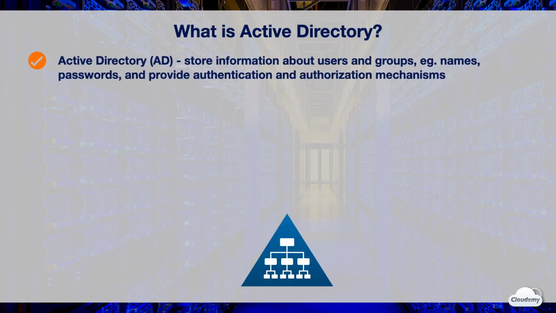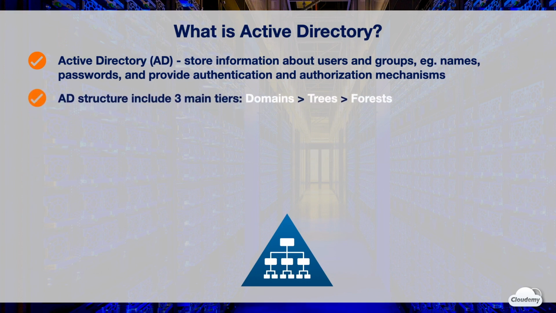A directory is a hierarchical structure that stores information about objects on the network. Active Directory stores information about users and groups, such as names and passwords, and provides authentication and authorization mechanisms. Active Directory allows network administrators to create and manage domains, users, and objects within a network. For example, an admin can create a group of users, and give them specific access privileges to certain directories on the server. The Active Directory structure includes three main tiers.